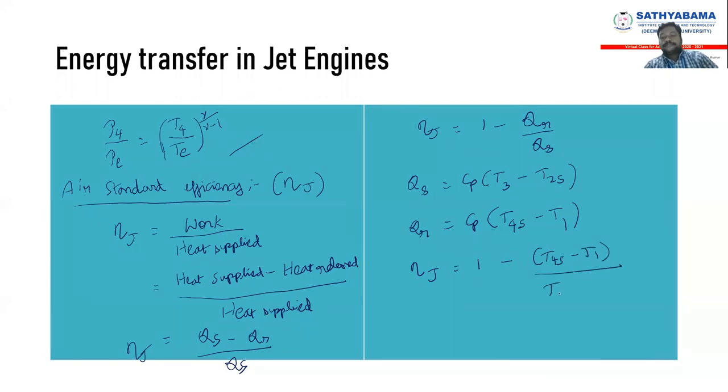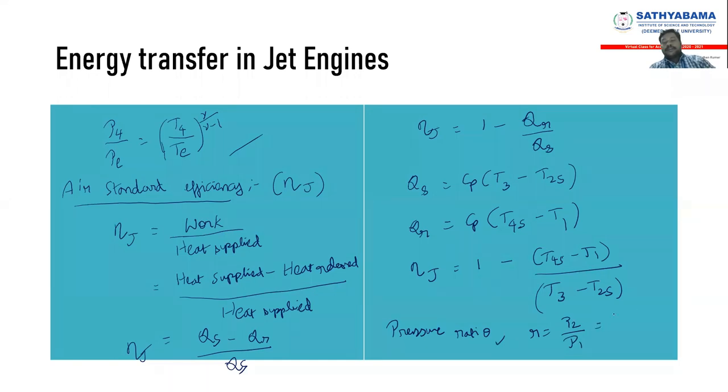Divided by T3 minus T2S, right? Now you could get this step, I think, right? And then you are going to change this expression, or change this notation, in terms of pressure ratio. Your jet engine efficiency will be written in terms of pressure ratio. So what is pressure ratio? Pressure ratio is nothing but the compressor pressure ratio. Compressor pressure ratio is P2 by P1, right?